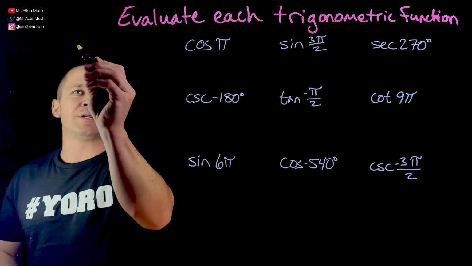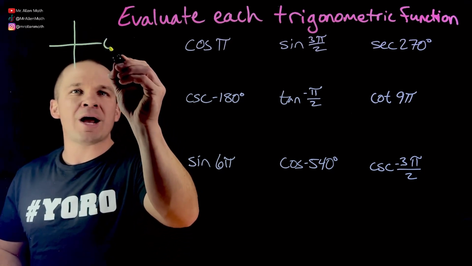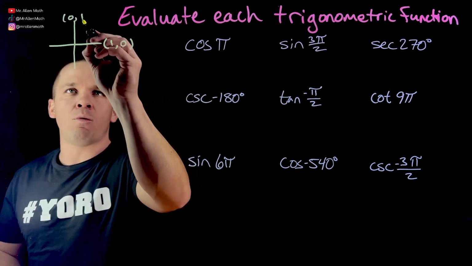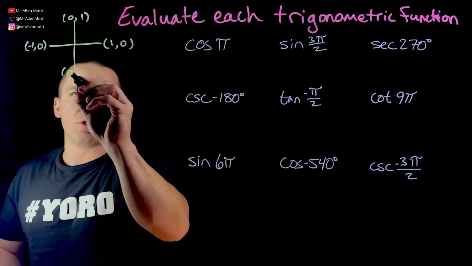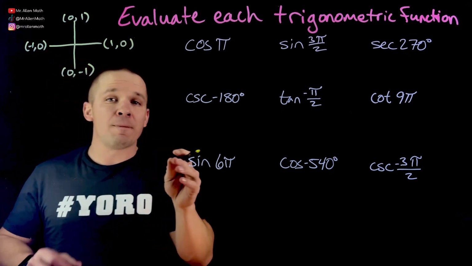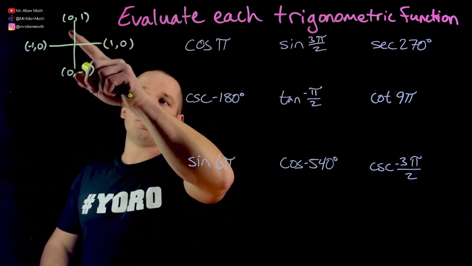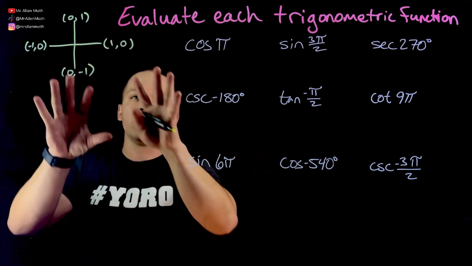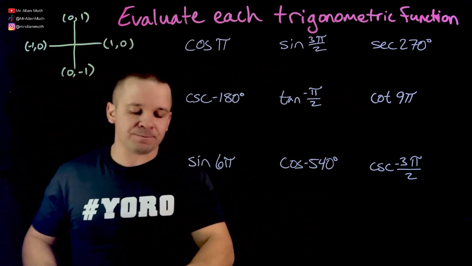So one thing I'm going to do is I'm going to draw up my quadrants here, but I'm going to write my ordered pairs 1, 0, 0, 1, -1, 0, and 0, -1 for my quadrantal angles. So we got 0, pi over 2, pi, 3 pi over 2, and back around to 2 pi. We're going to use these 4 to evaluate these 9 examples here, all right?